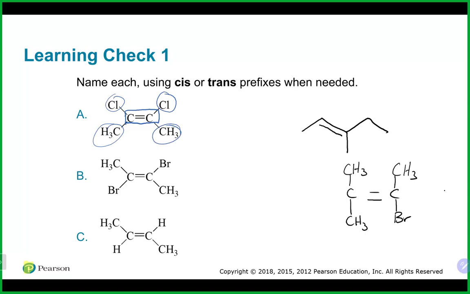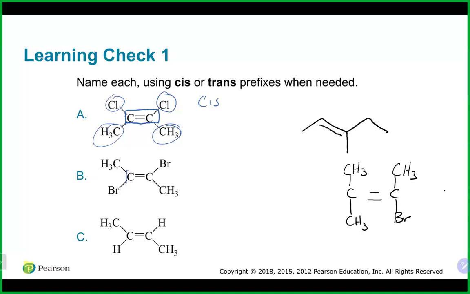This can be cis or trans because we have different groups on each carbon. We also have some similar groups, and this would be cis. You can look at either one: the chlorines are on the same side of the double bond, or the CH3s are on the same side of the double bond. So that would be cis. Let's go through and talk about cis or trans first, and then we'll name.